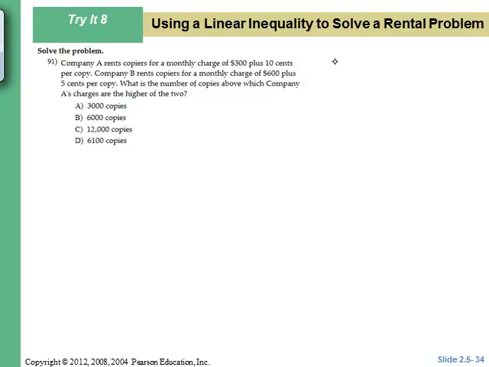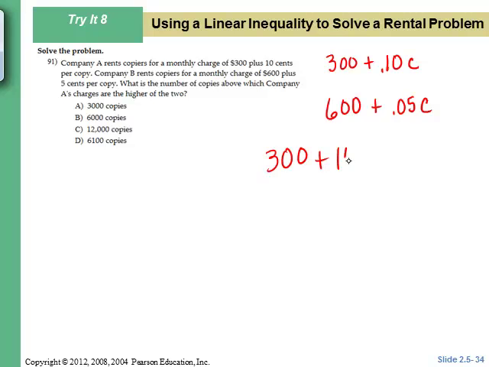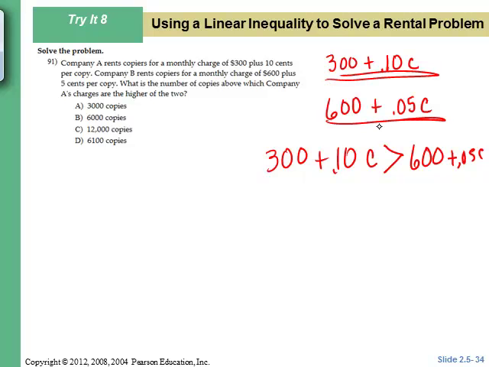Okay, $300 plus 0.10 per copy. Company B charges $600 plus 0.05 per copy. What is the number of copies above which company A's charges are higher of the two? So 300 plus 0.1 C is greater than 600 plus 0.05 C. We want the first one to be bigger than the second one.